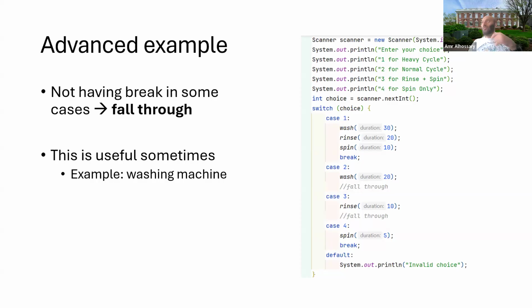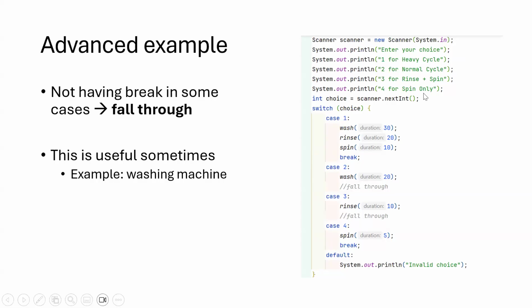Or it wasn't even dirty. It was just wet because you walked under the rain and you want to spin to make it less moist, almost dry. So you need spin only. Agree? Makes sense. Nice. So the normal cycle includes rinse and spin. And the rinse and spin includes spin.